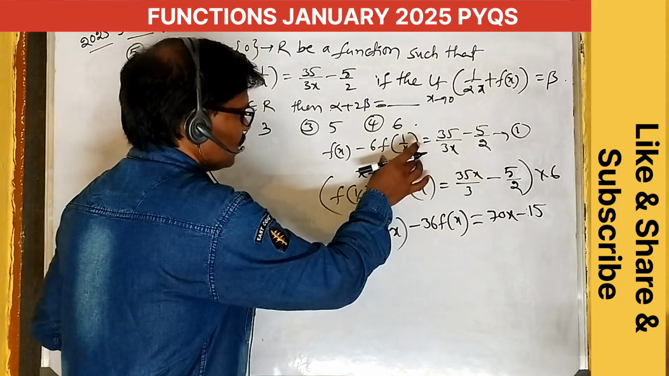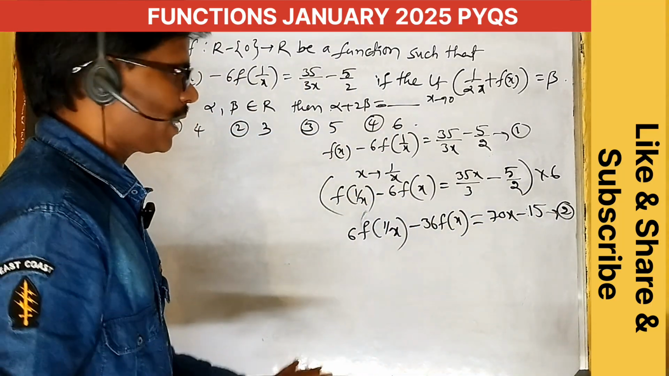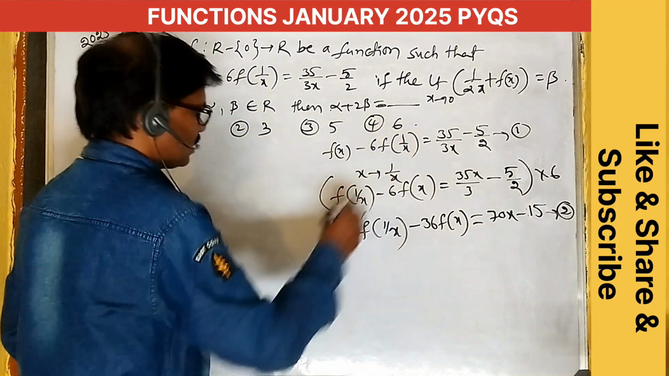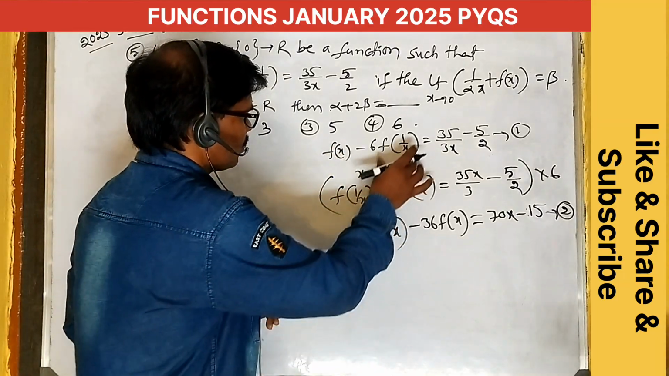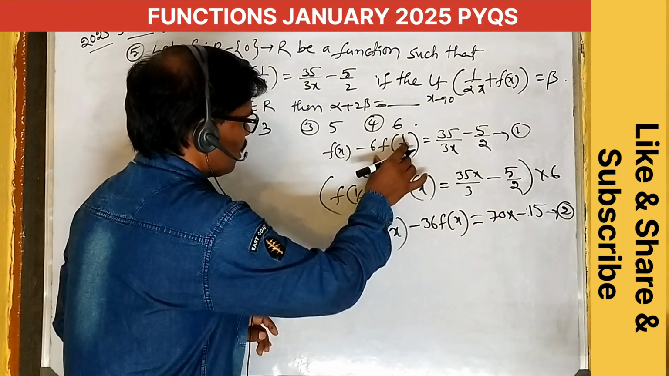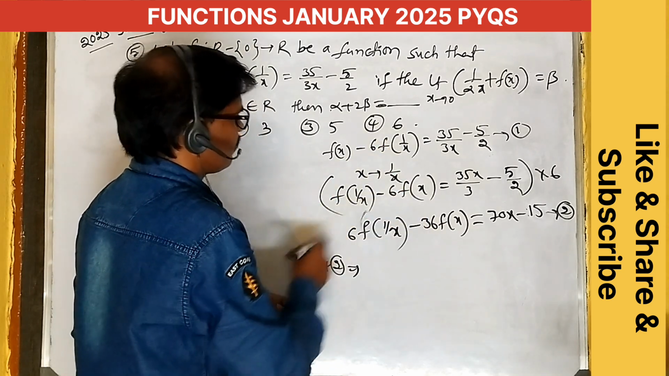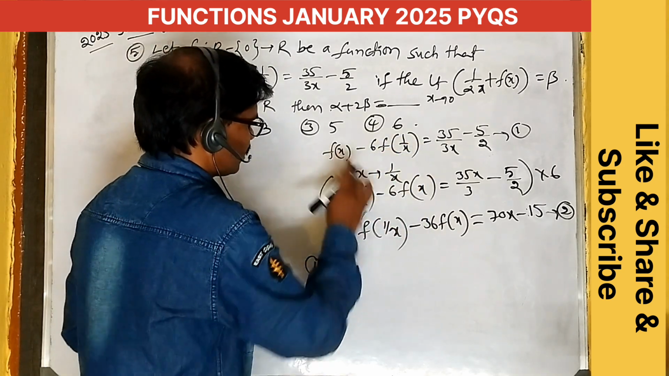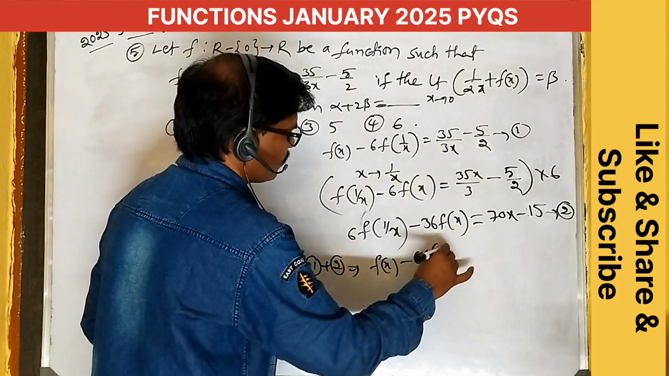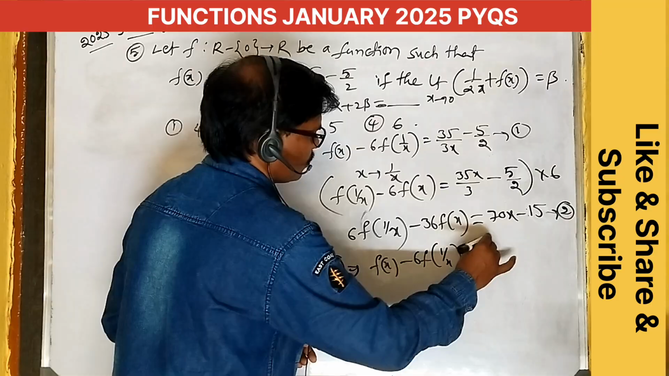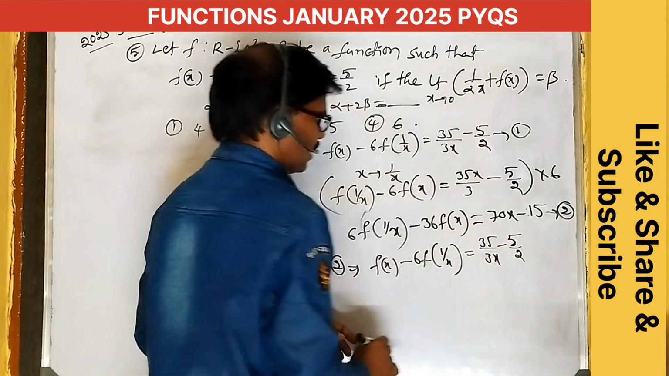This is equation 1 and equation 2. Both are addition, so equation 1 plus equation 2. That implies equation 1 equals, write this one, equal to minus 36, 35. Right: f of x minus 6 into f of 1 by x equals 35 by 3x minus 5 by 2.